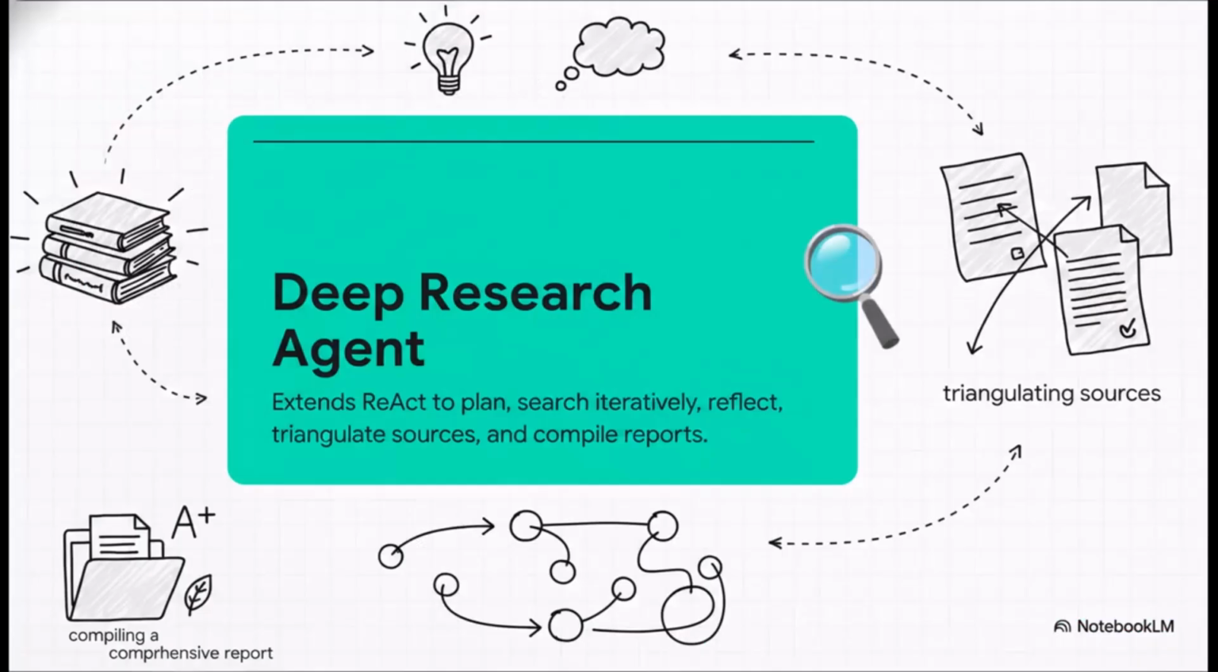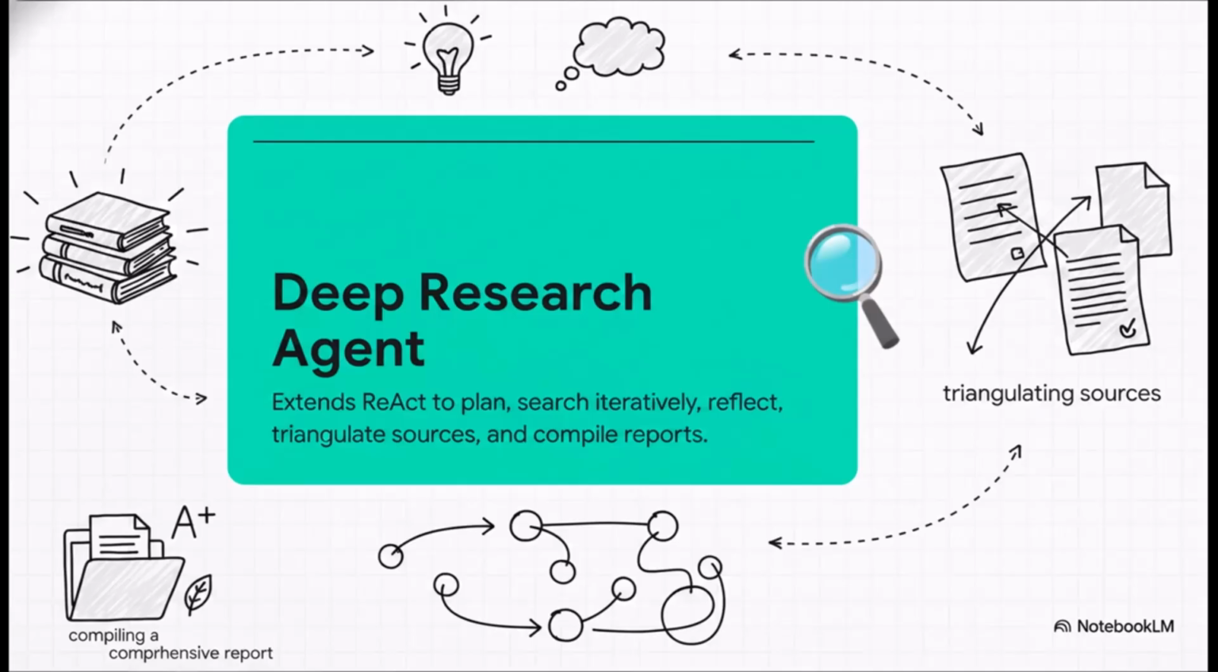So, what exactly are these systems? Deep research agents are essentially systems that extend the standard ReAct, or reason and act, loop. They don't just blindly fetch data. They plan out an entire investigation, they iteratively search, reflect on what they found, triangulate their sources to make sure the data is accurate, and finally compile a truly comprehensive report.